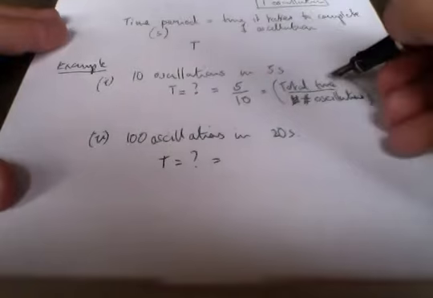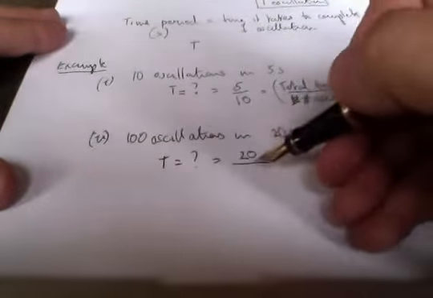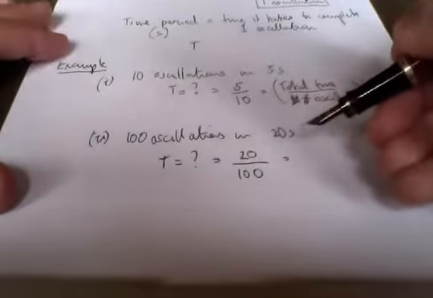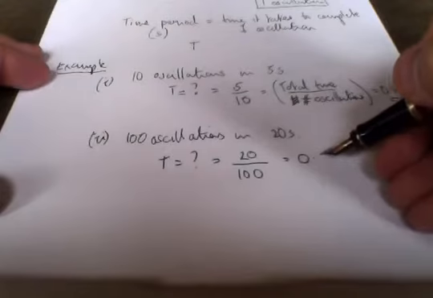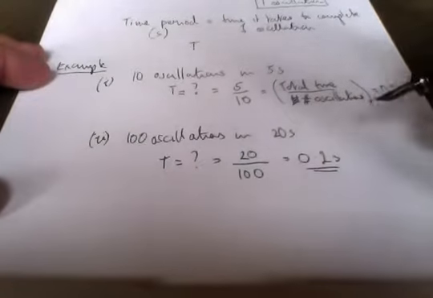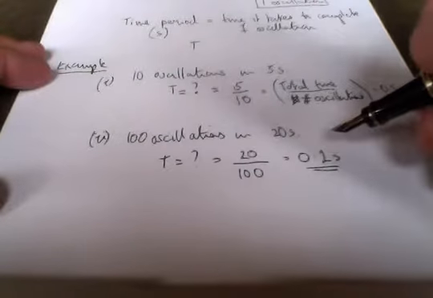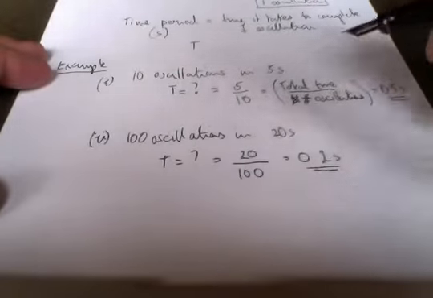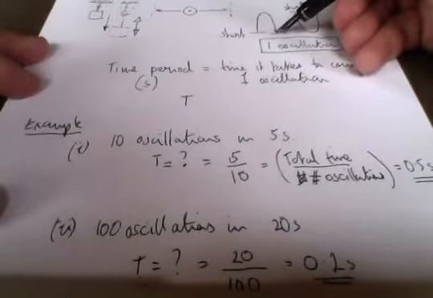Okay then, so we're looking for our total time, which is 20 seconds, and we're dividing by the number of oscillations, which is 100. And that comes out with a nice fraction of a fifth, but we want to leave things as decimals, so 0.2 of a second. This is getting really quite fast now. So in a fifth of a second, 0.2, it's managed to do from the start point to the finish point.